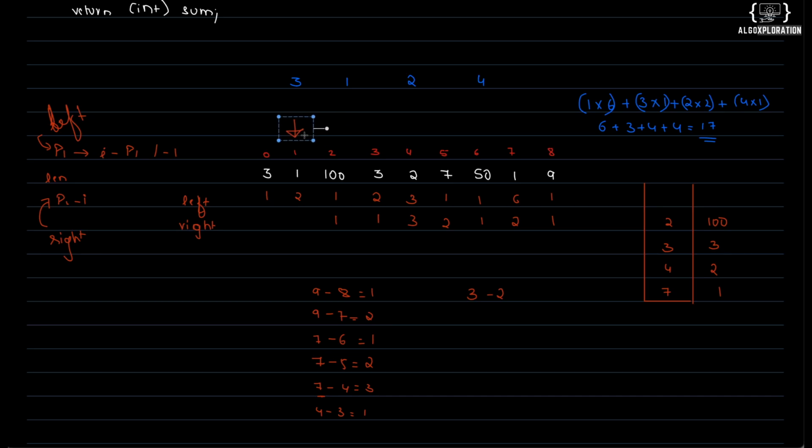Now if 1 is present, see, for these elements, 100 cannot act as a next smaller, nor 3, nor 2, nor 7, nor 50, and so on. So I need to delete all these elements. All these elements. So I will be deleting everything.